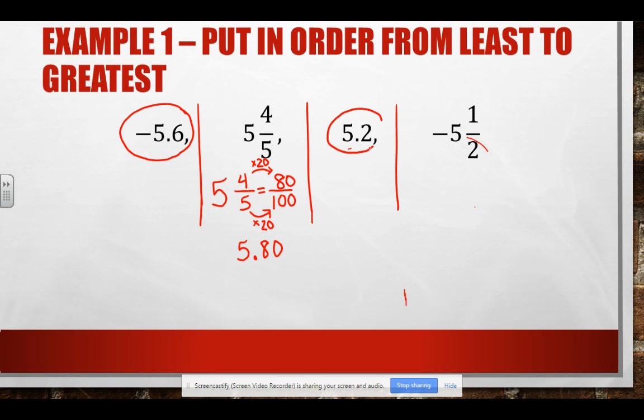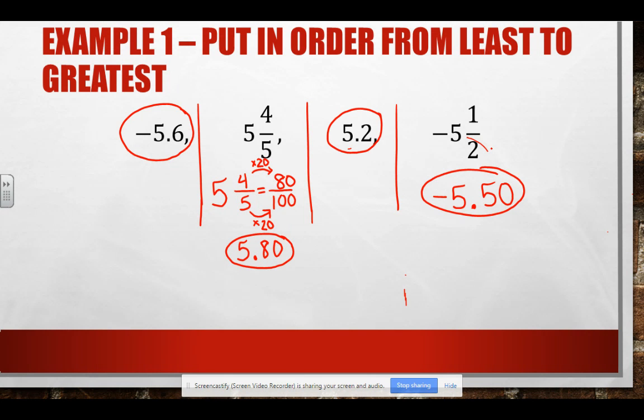My next number is 5.2. It's already a decimal. I'm going to leave it as a decimal. And now I'm going to do the same thing to my negative 5 1/2. 1/2 is a fraction that we're pretty familiar with in converting. So I'm going to go ahead and write that as a decimal. I think about that as half of a dollar is 50 cents. Now, I have all of my numbers written as decimals.